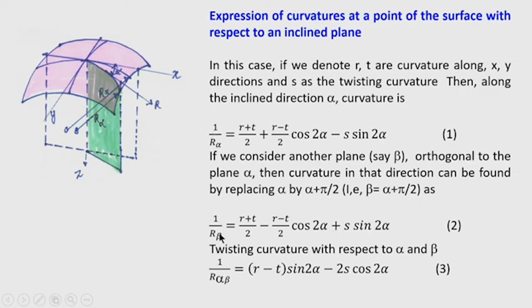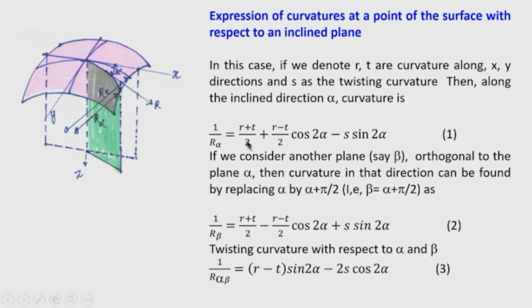r beta is a direction which is perpendicular to the direction of alpha. Okay. Now, the twisting curvature can similarly be found out, and it is denoted by 1 by r alpha beta, which is nothing but r minus t sin 2 alpha minus 2 s cos 2 alpha.